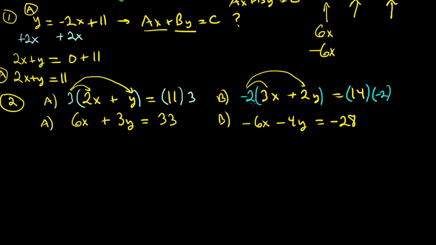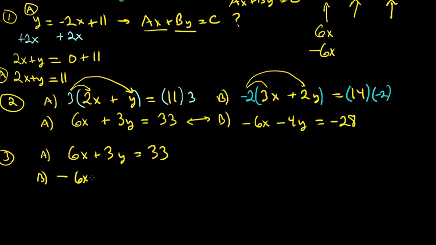It's a little bit tricky to see them side by side like this. I would prefer to write them vertically. So equation A, again, is 6x plus 3y equals 33. And equation B is negative 6x minus 4y equals negative 28.